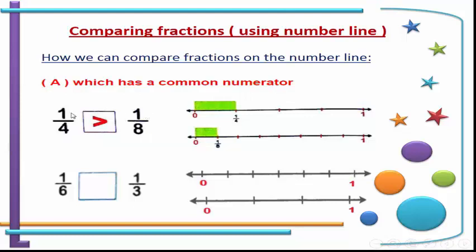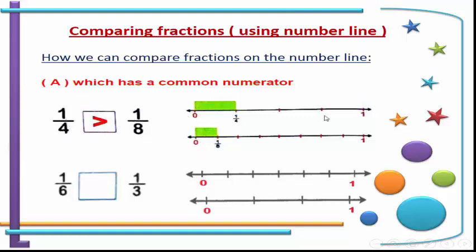The numerators are the same. Okay, 1 and 1, but we have different denominators. So we will compare these fractions by using a number line. To represent a fourth, we use 2 steps.